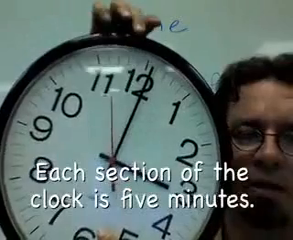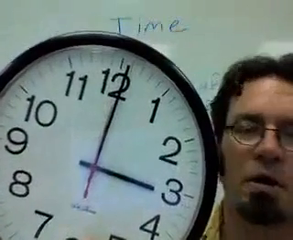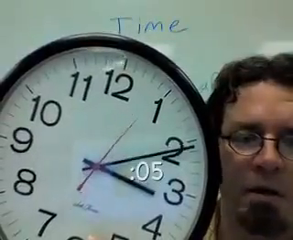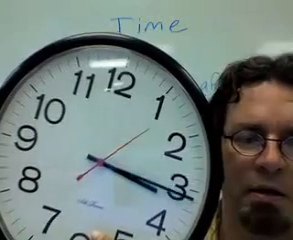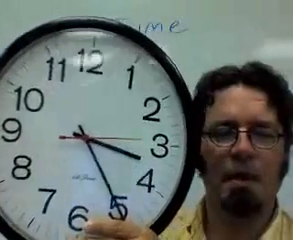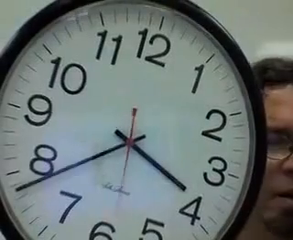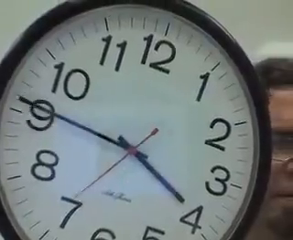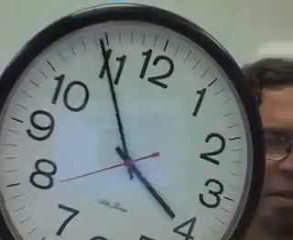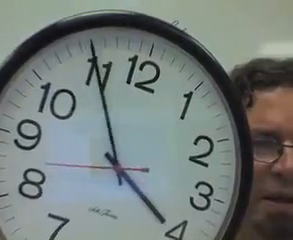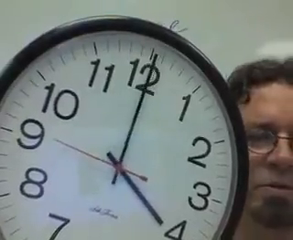Each section on the clock is 5 minutes. 5, 10, 15, 20, 25, 30, 35, 40, 45, 50, 55, and then after 55, you get to the next hour.